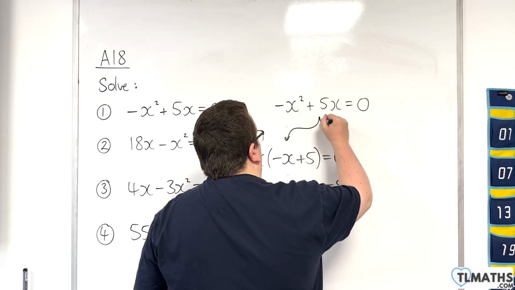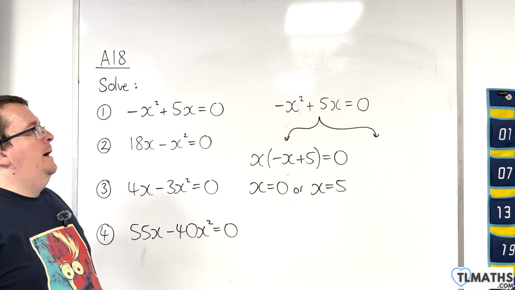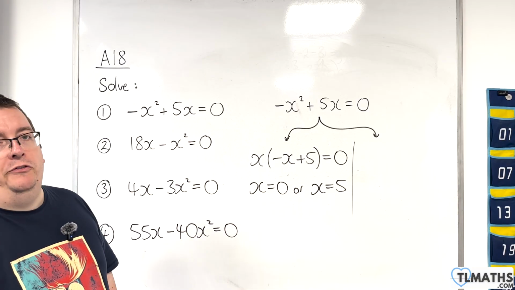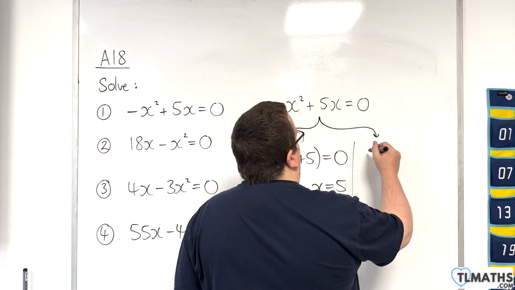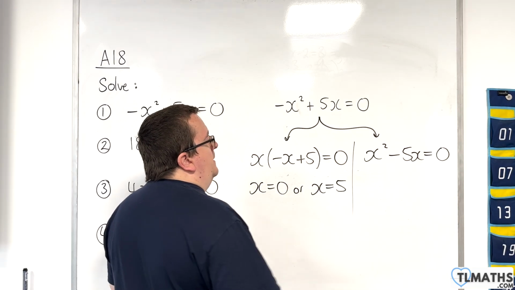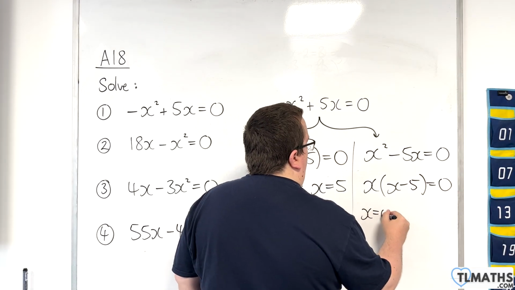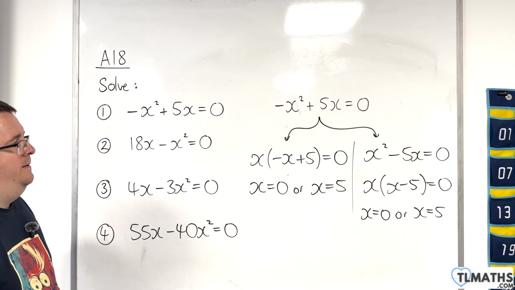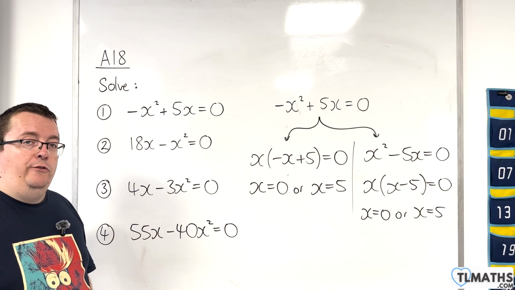Alternatively, if I was just given this equation to solve, what I would probably do from the outset is multiply through by minus 1 first, because then I get rid of the minus x squared. So multiplying through by minus 1 gets me this. Then I can factor the x out of a single bracket, and then I've got x is 0 or x is 5. And it just makes my life a little bit easier, okay? So if I was given this, that's probably what I would do first.